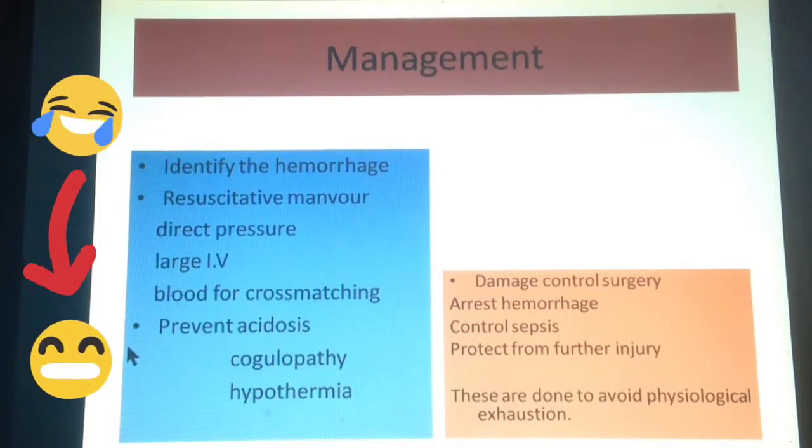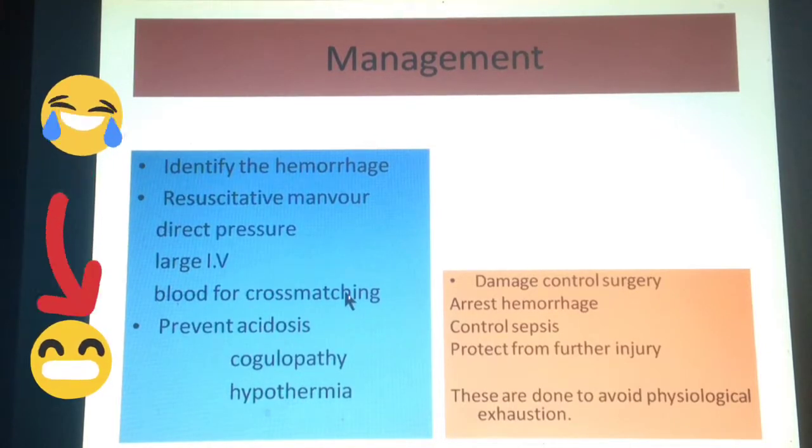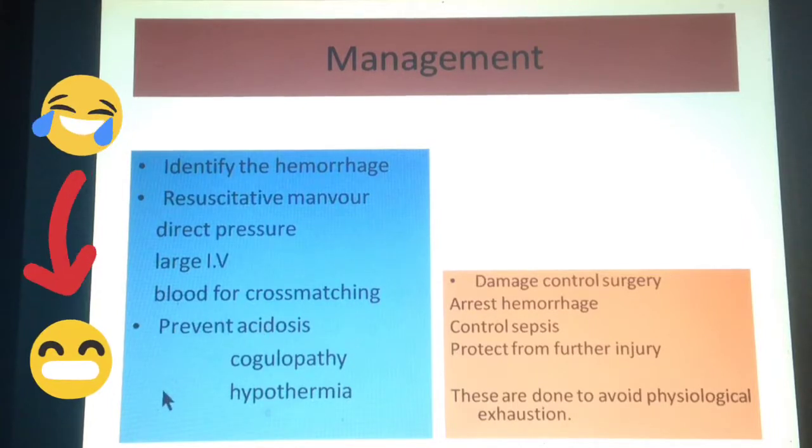If a large amount of blood is being lost, we give the patient large IV units of blood. But before giving the blood, we always need to cross-match it to stop any anaphylactic reaction caused in that body. And because the patient is in a state of shock, there is acidosis, and we need to prevent acidosis so that coagulopathy and hypothermia are not caused.